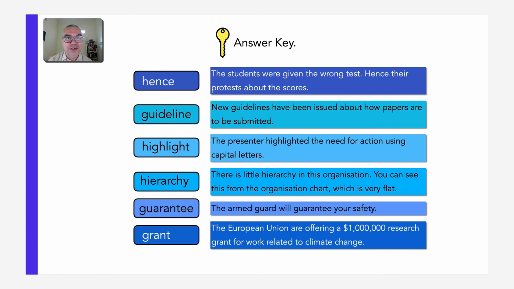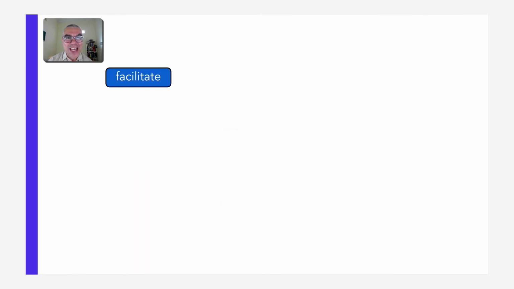And the last one is grant, which I think was easy. I'm sure most of you got this. The European Union are offering a $1 million research grant for work related to climate change. All right, well done everybody. That is set number 1 in this section.